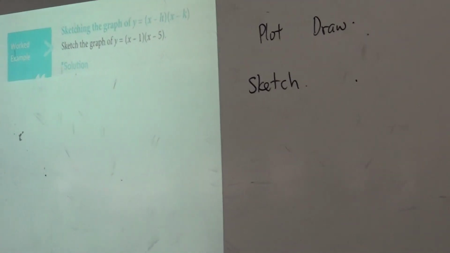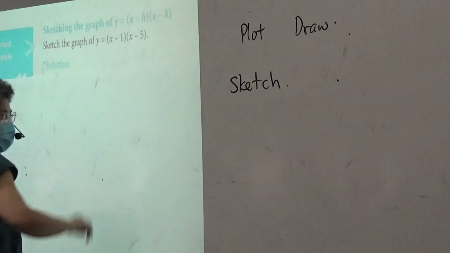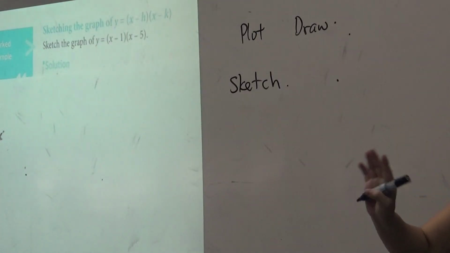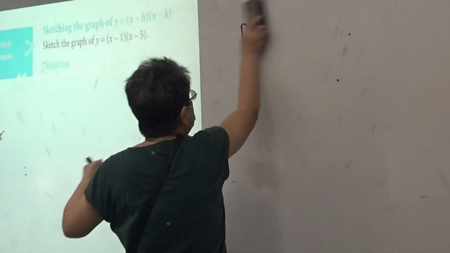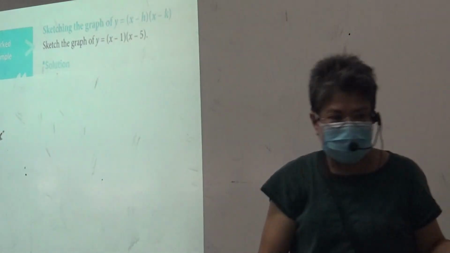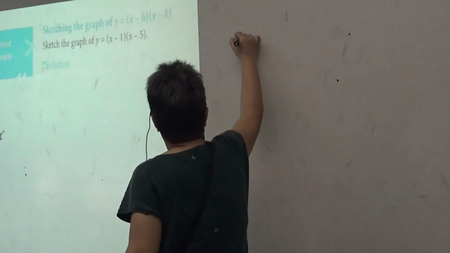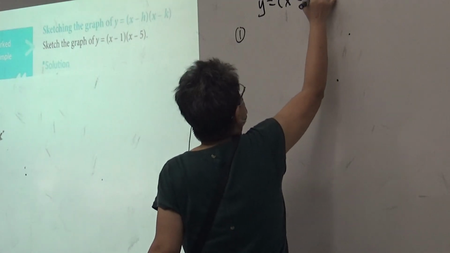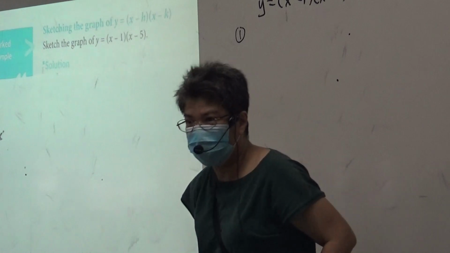They say sketch the graph of this. Now, this is the easiest because can you see it's already factorized for you. Now I want to decide. That's why I say 4 points to decide, right? Can everybody look at the board now? Number 1. The graph is this. Factorized form. Factorized form is the easiest.